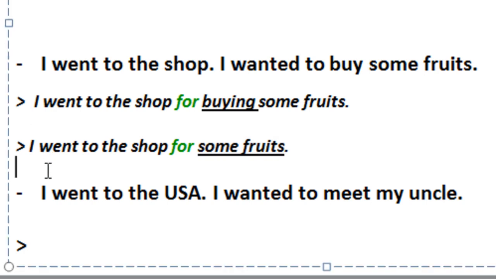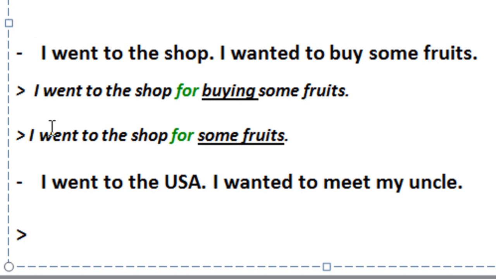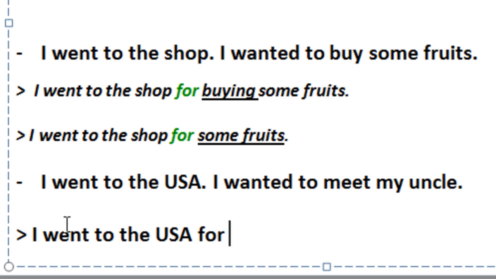Well, let's move on to the second pair of sentences. I went to the USA. I wanted to meet my friend. So I went to the USA. For which purpose? I wanted to meet my friend. So I wanted to should be deleted and replaced by for, and for should be followed by a gerund. Meeting my friend.